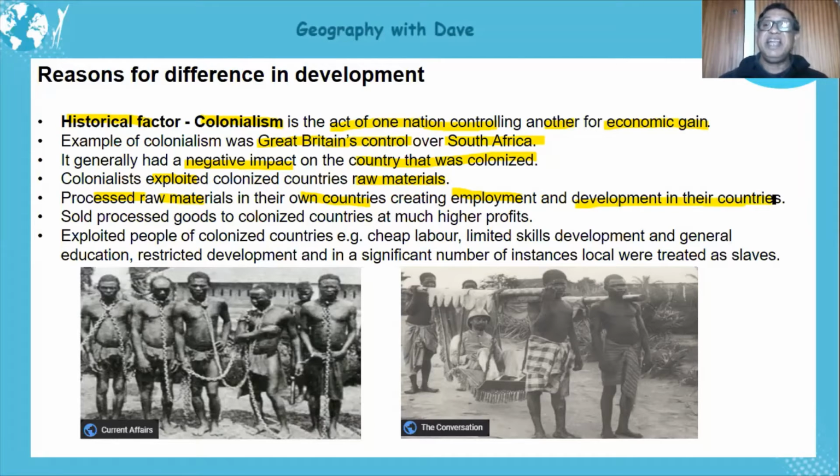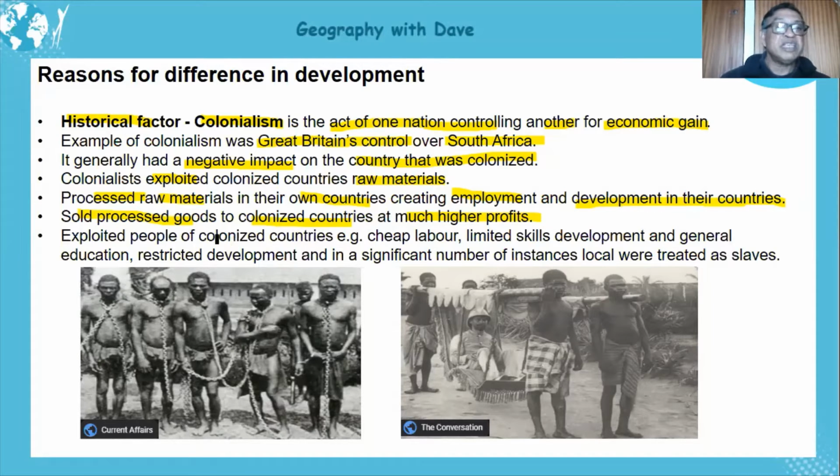Okay, and then what happened to the colonized countries? There was limited development in those countries. So what did they do after that? They sold the processed goods to the colonized countries at much higher profits. You understand? At much higher profits. All right, that was not good. It was unfair.